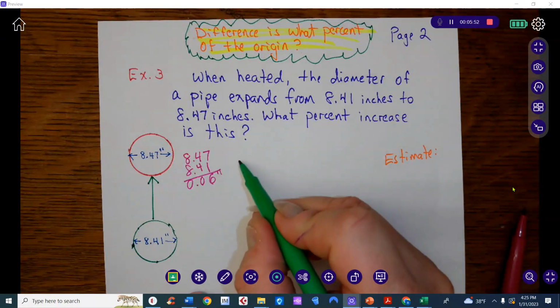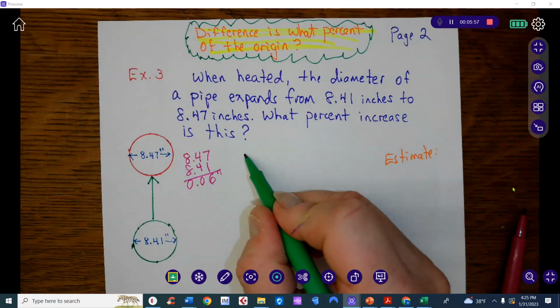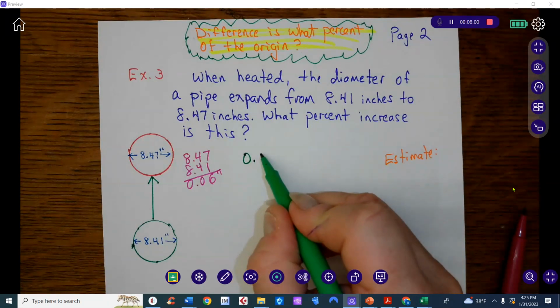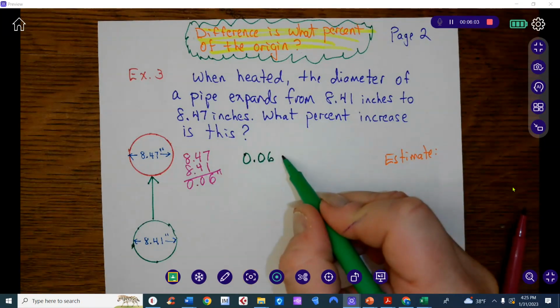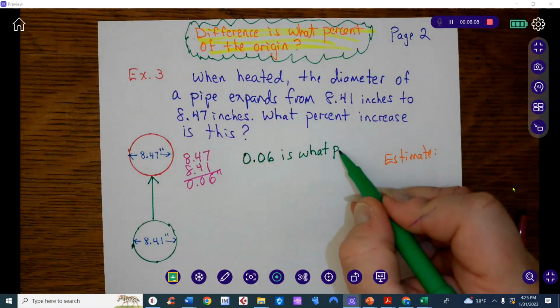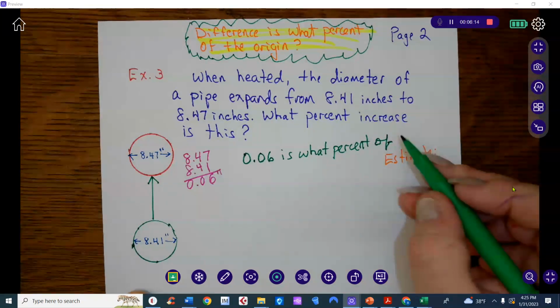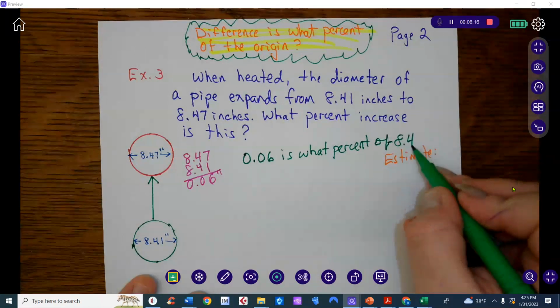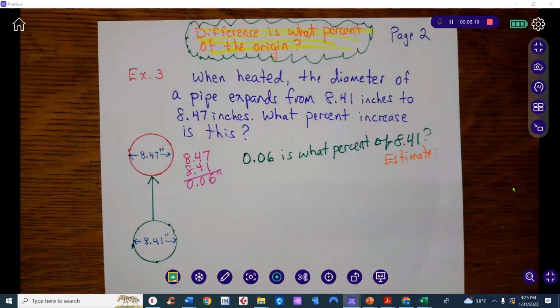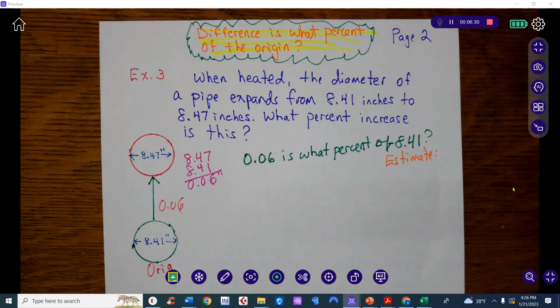So what is the question? Well, the question is, 0.06 is what percent of 8.41? Because again, we originated at 8.41. In this case, the difference, 0.06. Okay, let's just set that up.